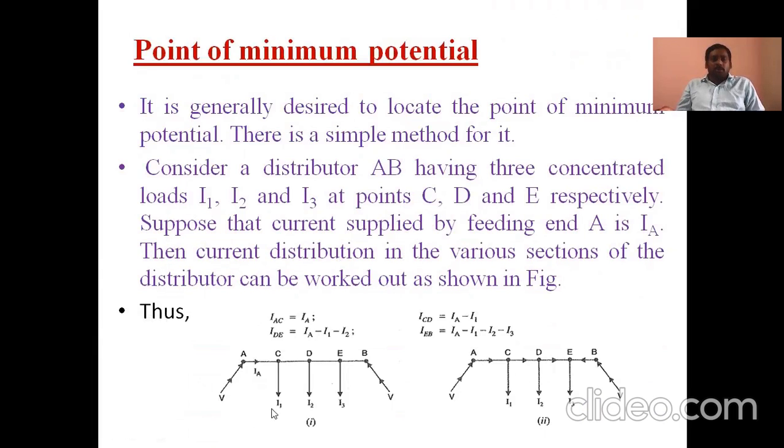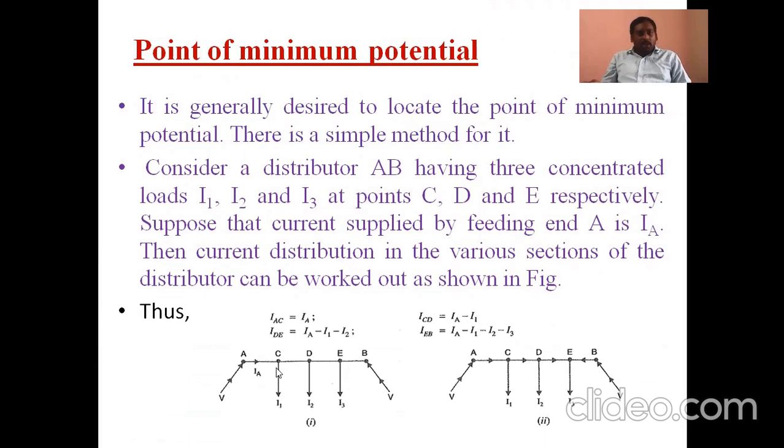See here. I1, I2, I3 are concentrated loads, not uniform loads. So for this simple case, IA is equal to I1 plus I2 plus I3. So IAC is nothing but IA. Then in section DE the current is IA minus I1 minus I2. Simple case, we can apply. Is there any problem in that?